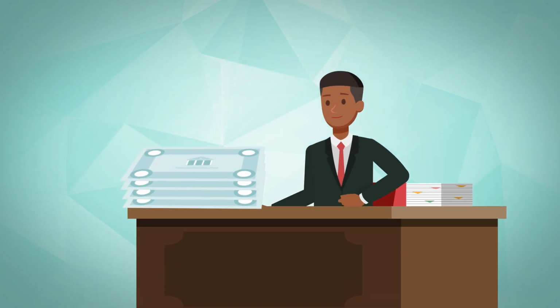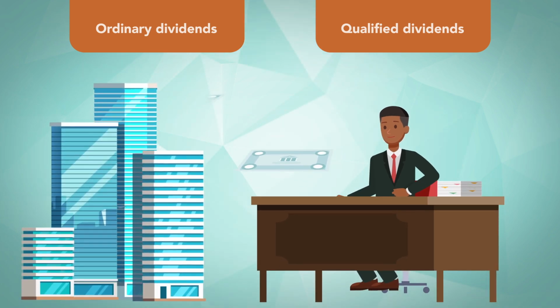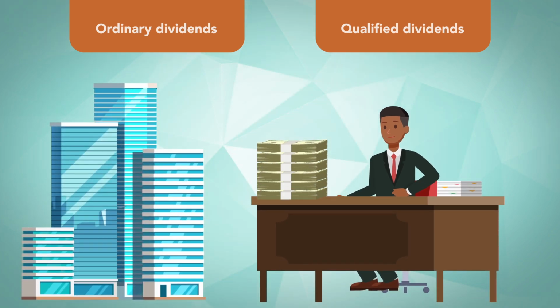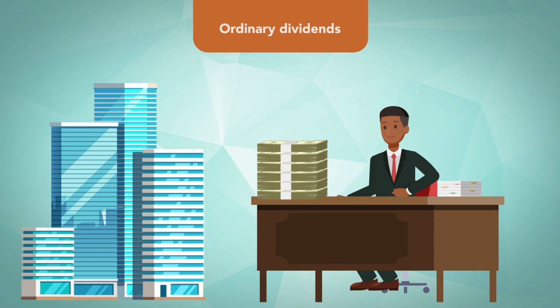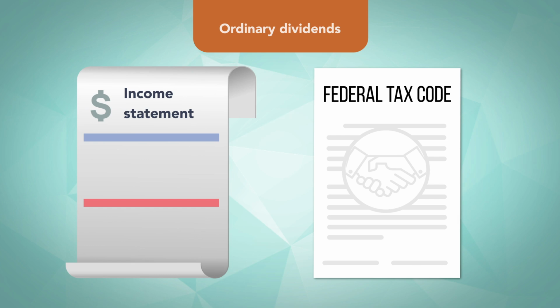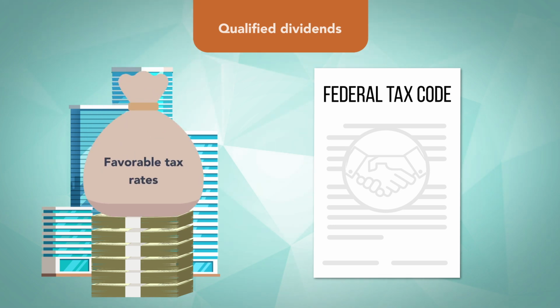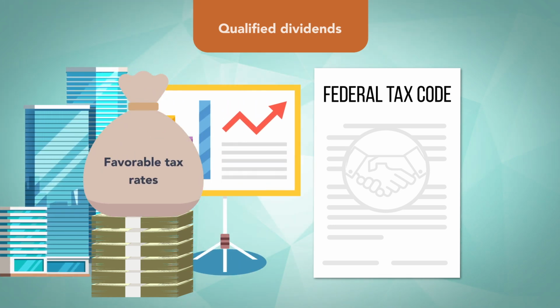Dividends may be classified as ordinary dividends or as qualified dividends. The most common type of distribution from a corporation or a mutual fund is an ordinary dividend. Under the Federal Tax Code, ordinary dividends are treated like any other type of ordinary income, such as wages or salary. Qualified dividends are taxed under the more favorable tax rates that apply to long-term capital gains.